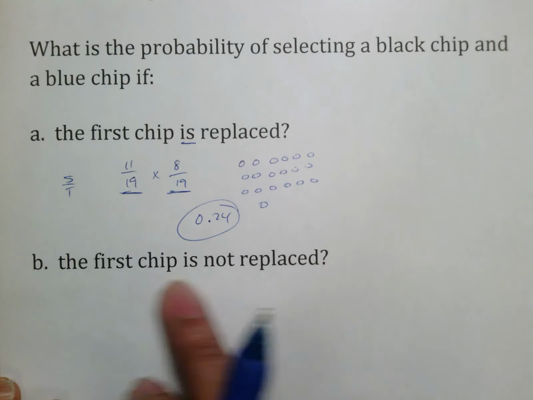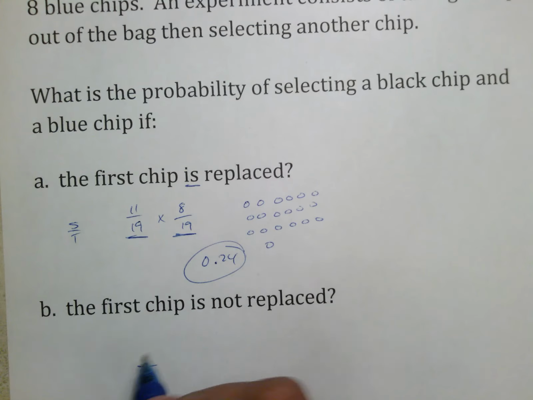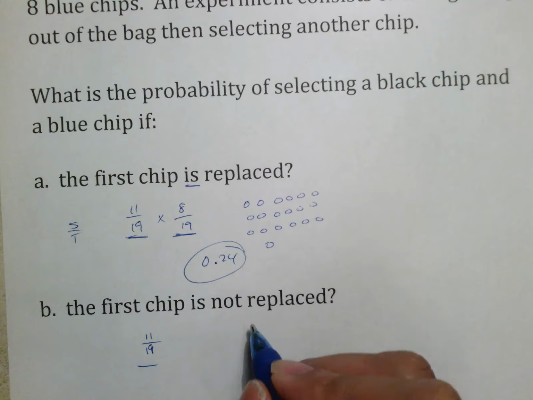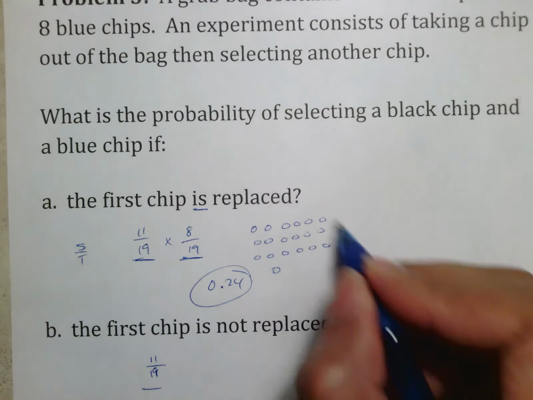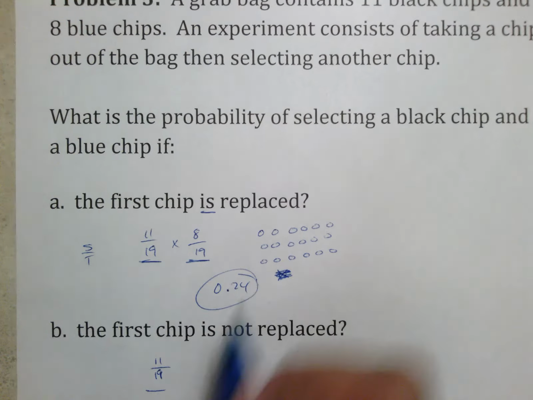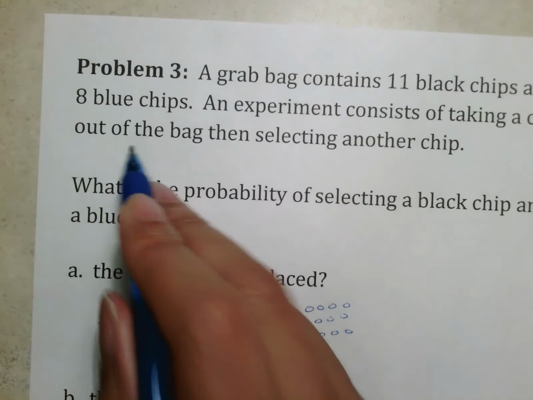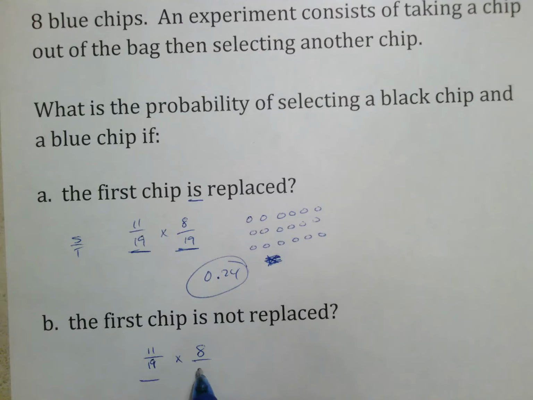Now you want it if the first chip is not replaced. So your first probability is still going to be the same, because when it comes to the black chip, there are still 11 out of 19. But like I drew here earlier, if there were 19 chips and I took one out and did not put it back, now there are only 18 chips, which means that when you do your second one, there are still 8 blue chips to choose from, but there are only 18 chips to choose from in the bag.